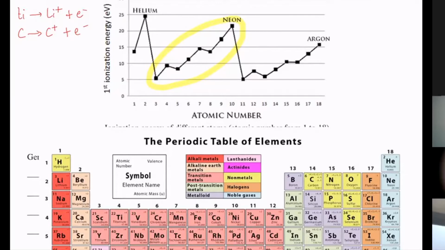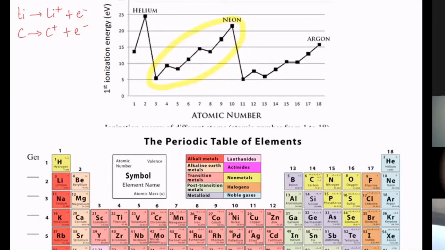Hello, anyone? What is the trend for first ionization energy down the group? For example, what's the trend for first ionization energy from helium to argon, or beryllium to magnesium, boron to silicon?